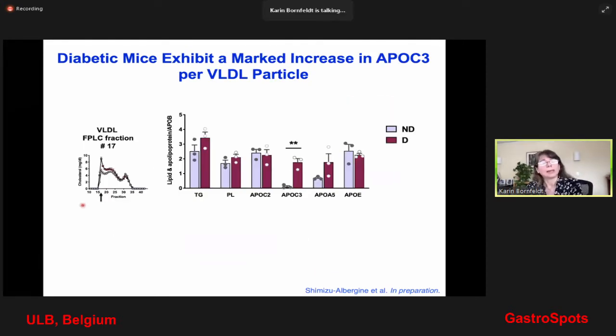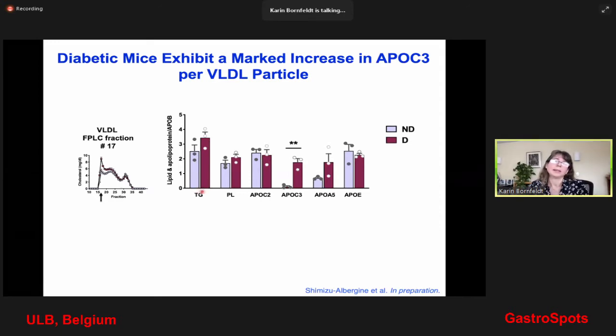Then Masami took the peak fraction of the VLDL peak and looked more carefully at the apolipoprotein composition of VLDL, and normalized that to the level of ApoB in these particles. And this will give you a rough estimate of the amounts of these apolipoproteins or lipids per particle, because there is one ApoB molecule per VLDL particle.